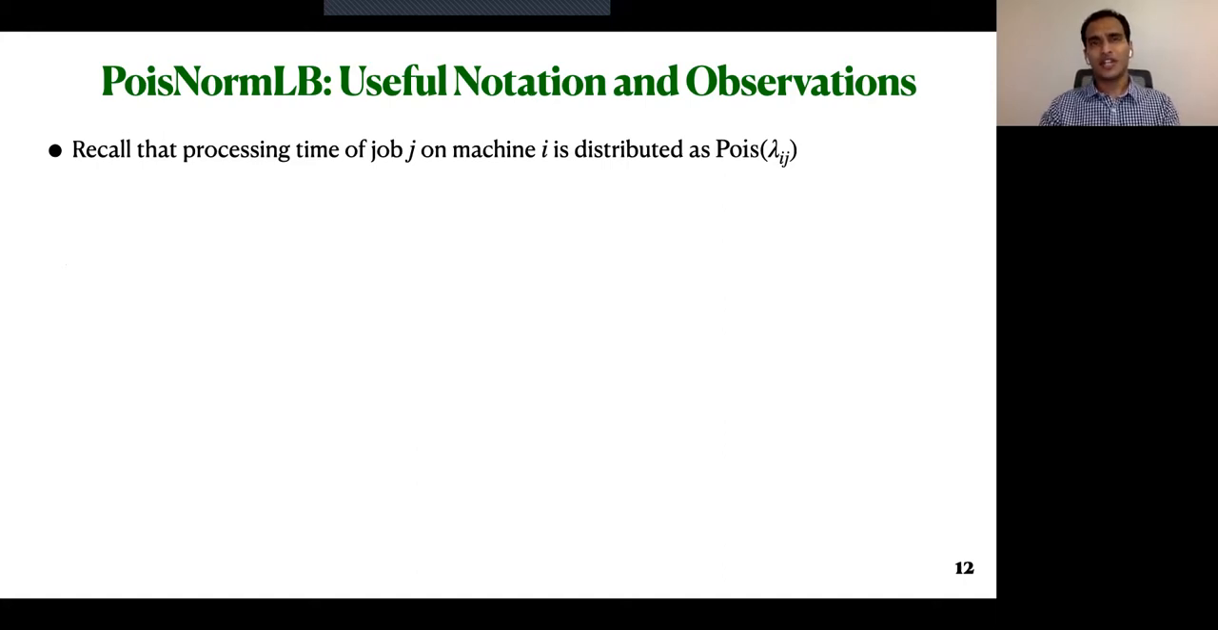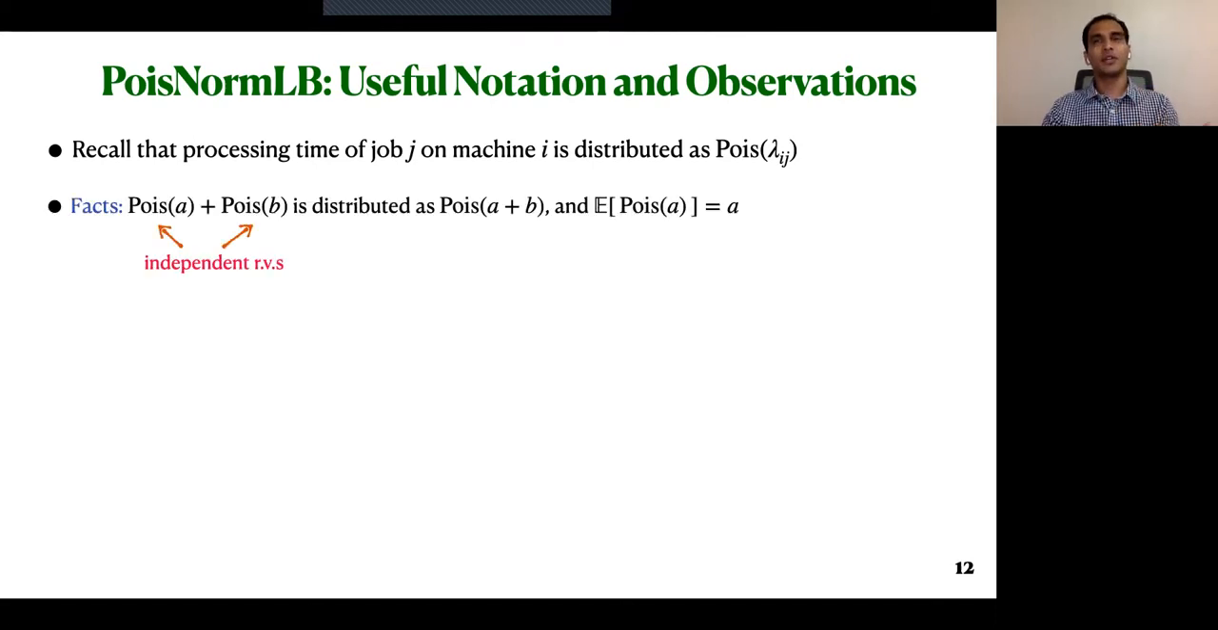We now focus on stochastic load balancing when jobs are Poisson distributed. Let's start with some preliminaries. It's a well-known fact that a sum of two independent Poisson variables is yet another Poisson variable. So the machine loads that we encounter in Poisson min-norm load balancing are Poisson variables.